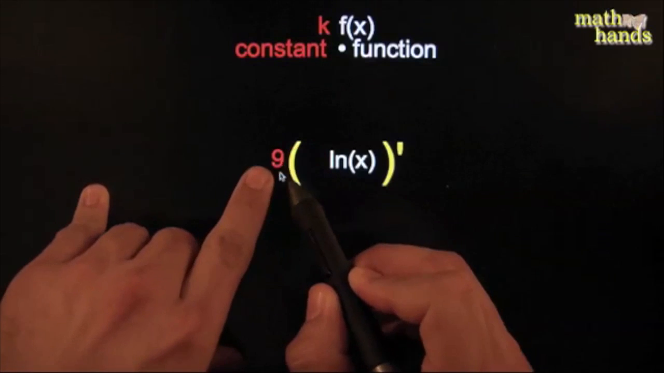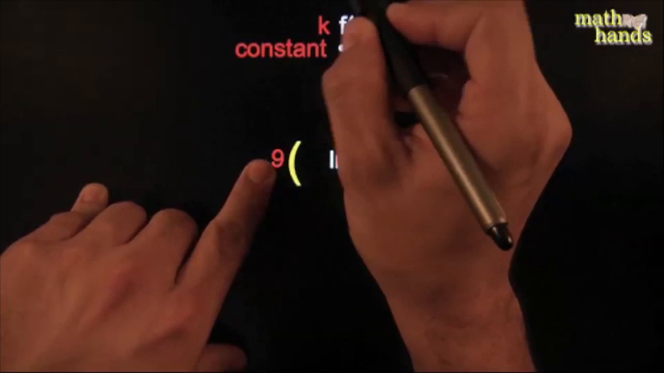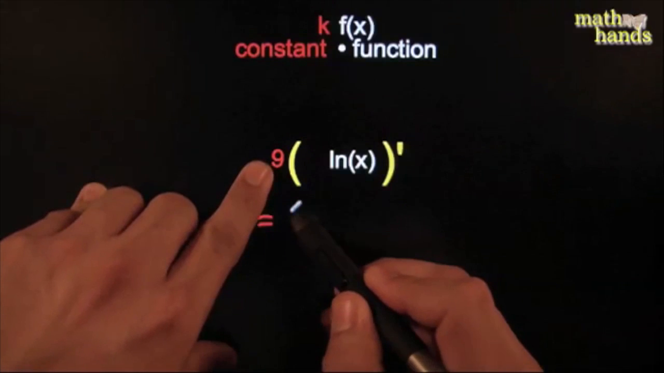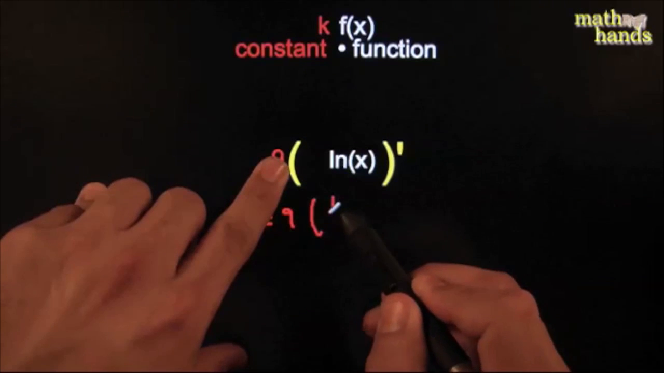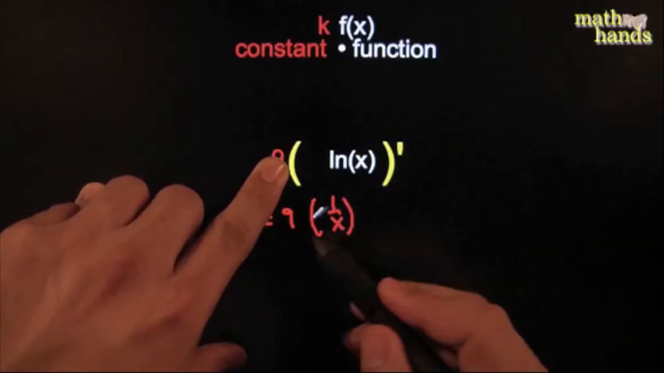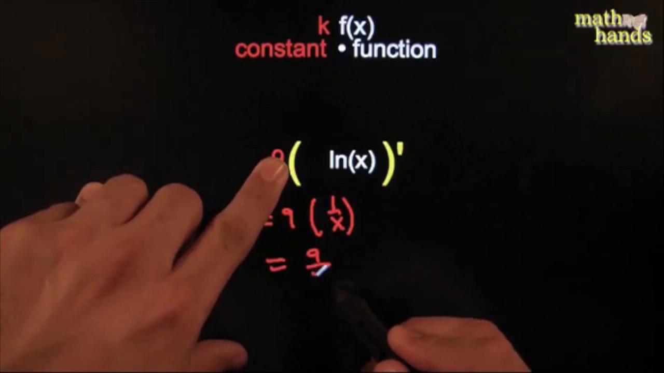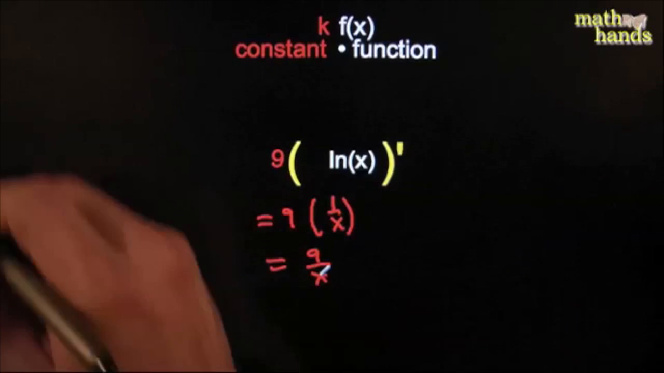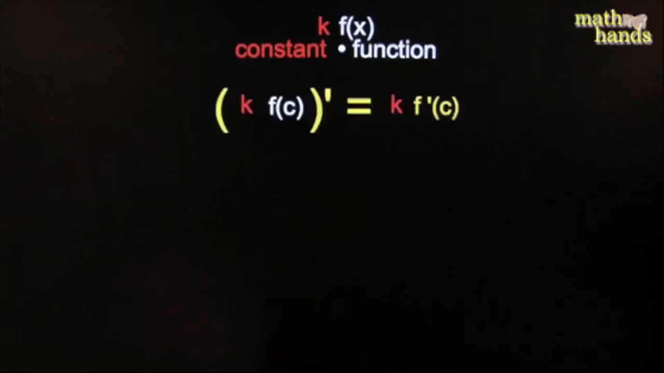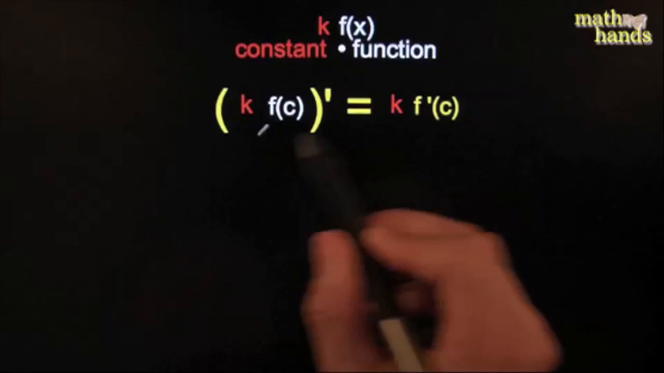Again, the 9 can be pulled out of the derivative business, and this becomes 9, and the derivative of ln x is famously 1 over x. So you just have 9 over x. Okay? Super duper famous. Alright, and this is the principle.